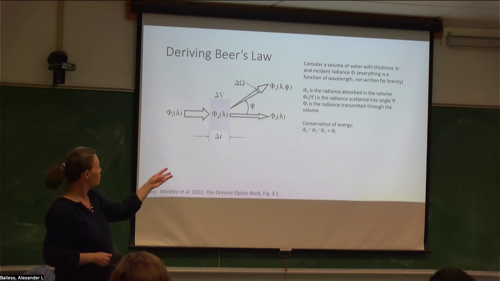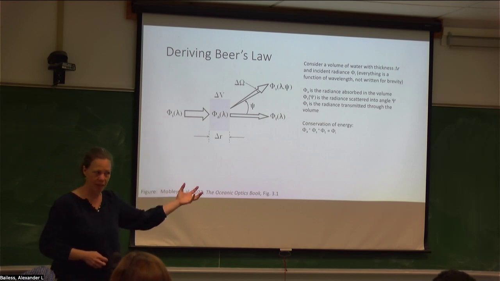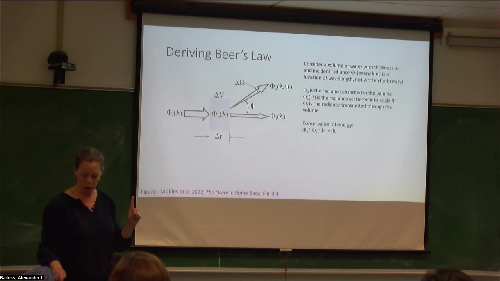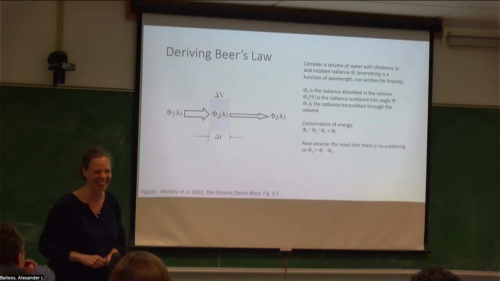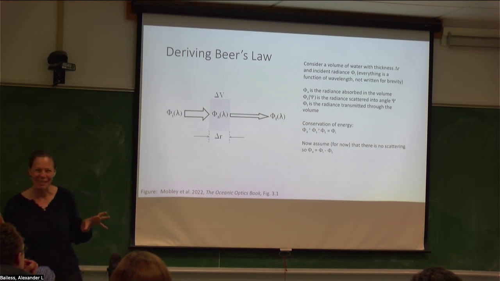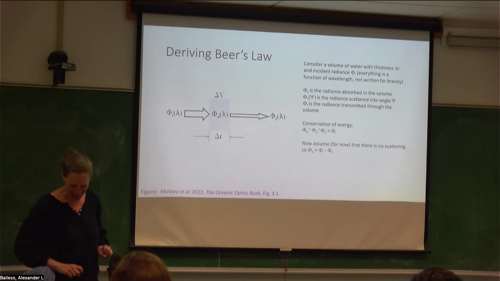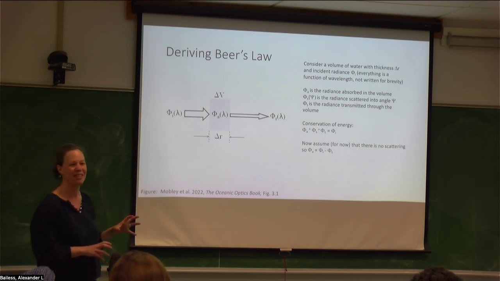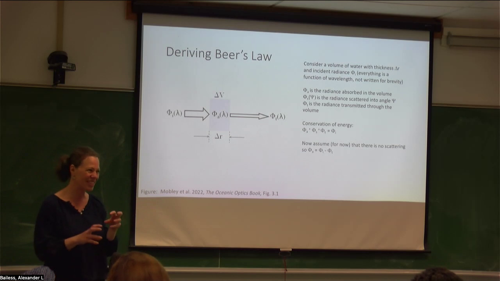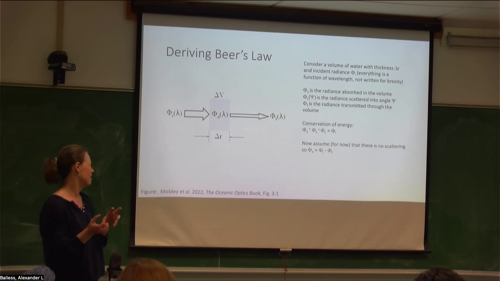So by conservation of energy, the amount of light absorbed plus the amount of light scattered plus the amount of light transmitted equals the amount of light that went in. For now, we will ignore scattering because we're only talking about absorption. Sorry, Wayne. We'll bring it back towards the end, and then we'll really bring it back tomorrow. So for now, assume there's no scattering. So conservation of energy, we just have to take account of our incident light and our transmitted light. So phi A equals phi I minus phi T.